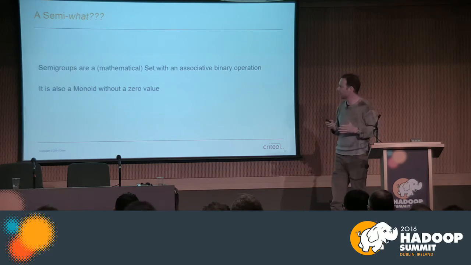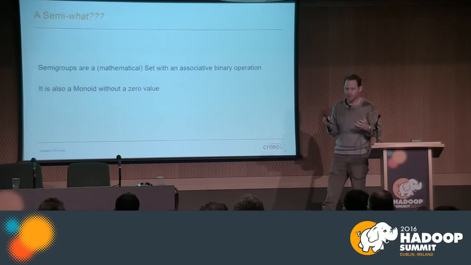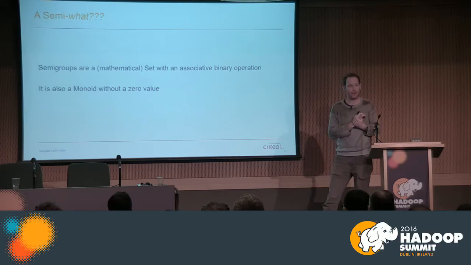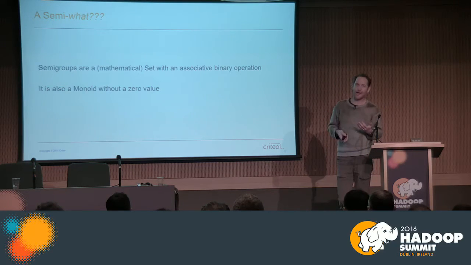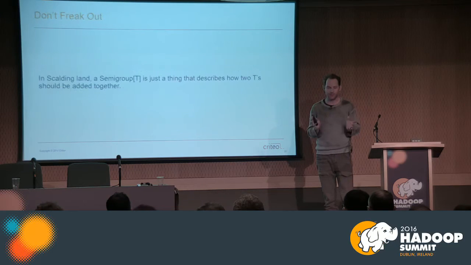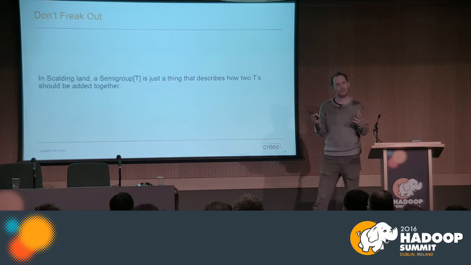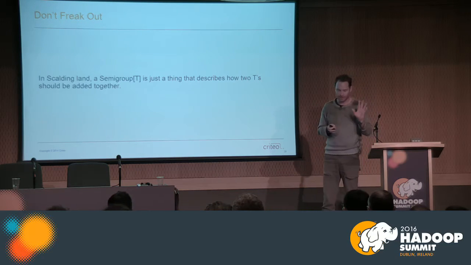Some of you might not be familiar with semigroups and monoids and these sorts of things. A semigroup is a mathematical set with an associative binary operation. It's also a monoid without a zero value. So it's a formal-ish definition, so don't freak out about that. Not all of us are steeped in category theory, myself included.